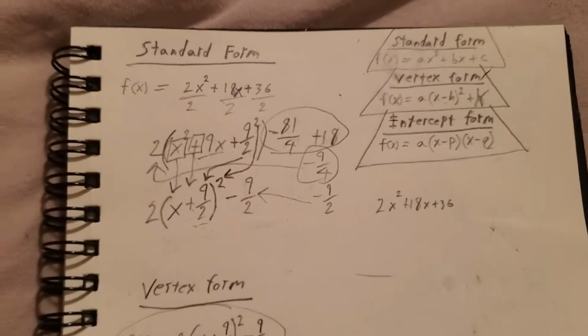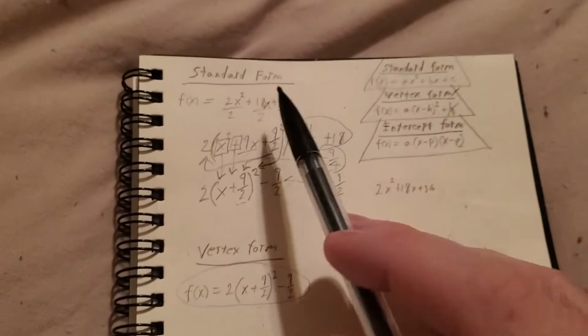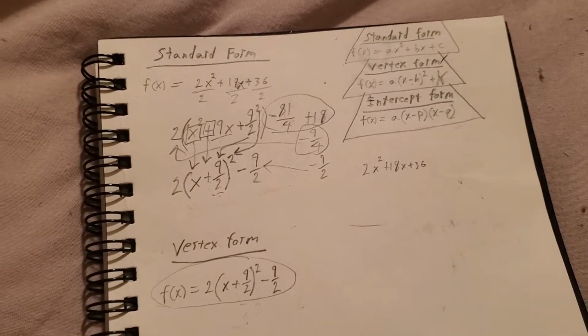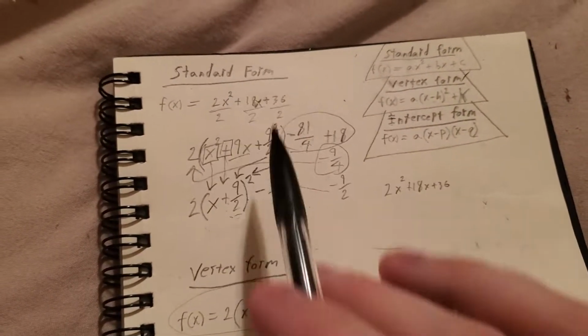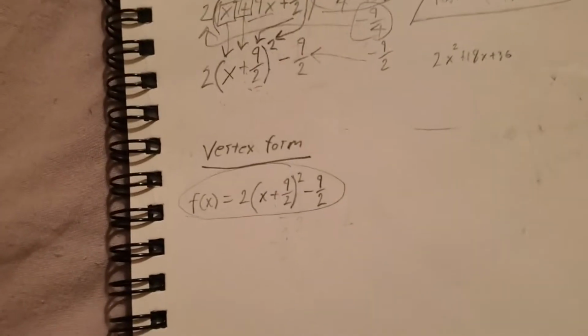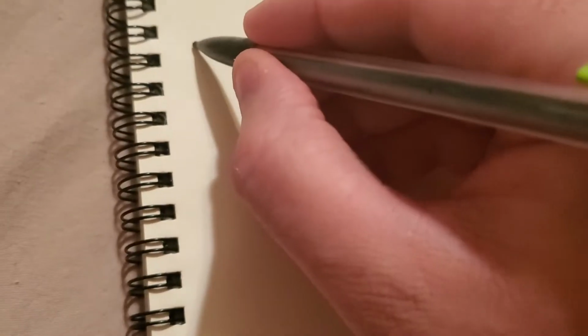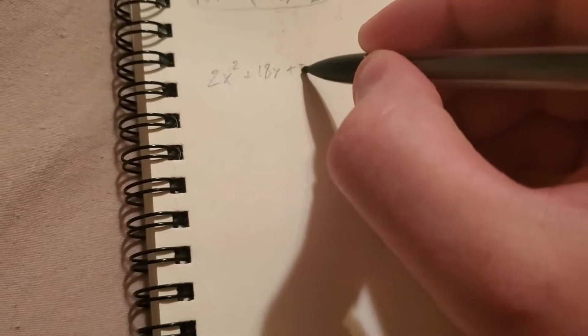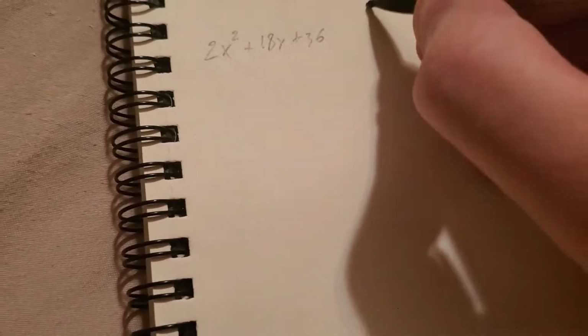Now, from that, what I'm going to do is take the same standard form equation and try to turn it into the intercept form. So again, standard form, I converted that to vertex form. I'm going to convert standard form again into intercept form. So what we have here is 2x squared plus 18x plus 36. So I'm just going to try to factor this. I'm going to say 36 times 2. It's going to give me a 72.